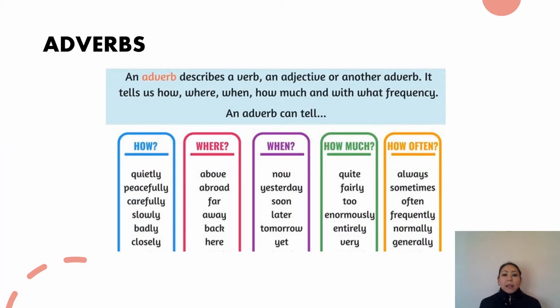We also reviewed adverbs. Adjectives describe nouns, adverbs describe verbs, okay? Or they can also describe adjectives, or other adverbs. And most of the time they tell us how something is done, where it is, when it happened, how much, or how often, with the frequency.